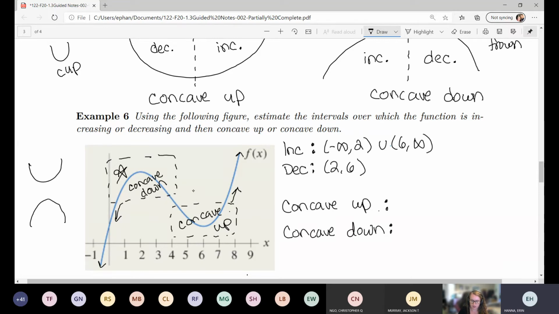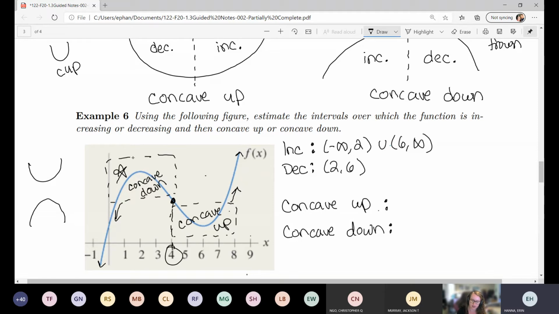Now, finding the exact place where it changes from concave up to concave down at this point in time is incredibly hard. Eventually we're going to have a process that's going to allow us to figure it out algebraically, but for right now we just have to estimate it. But it's got to be somewhere between those two boxed off areas, so let's just say for ease that it's going to be at 4, because that's about halfway between the peaks. So we're going to say that this breaks up at 4.